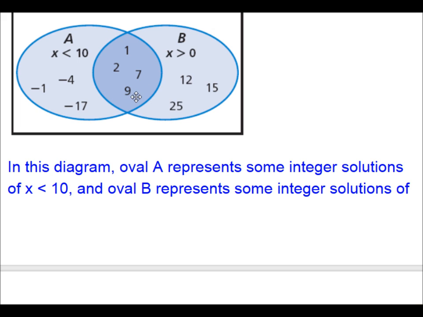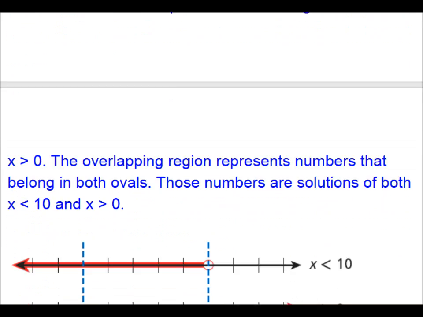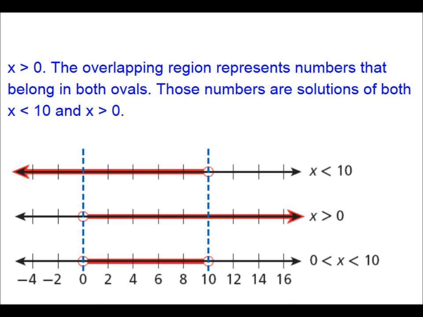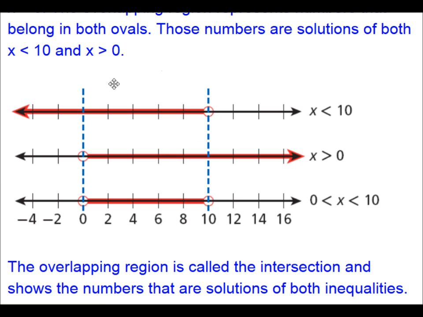So 1, 2, 7, 9 are included in both the sets A and B and satisfy both criteria: x is greater than 0, all the numbers here are greater than 0, and x is less than 10, all the numbers here are less than 10. So this is how we can plot it on the Venn diagram. And then if we want to plot it on the number line to find the solution, here is the solution.